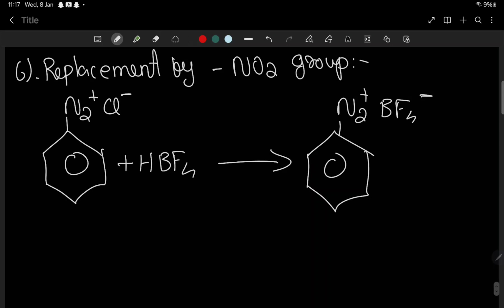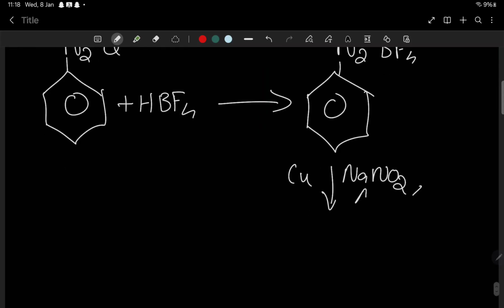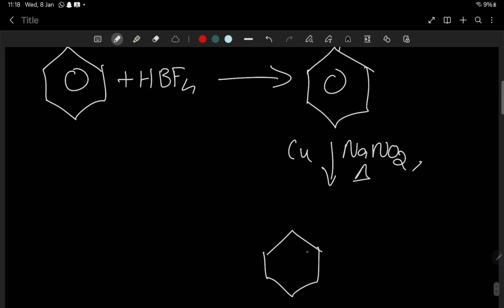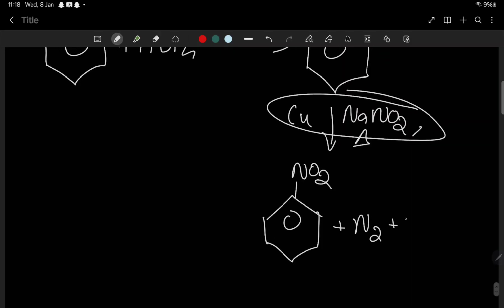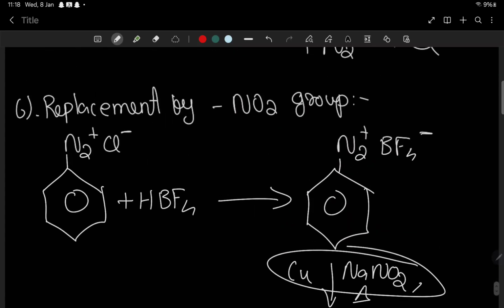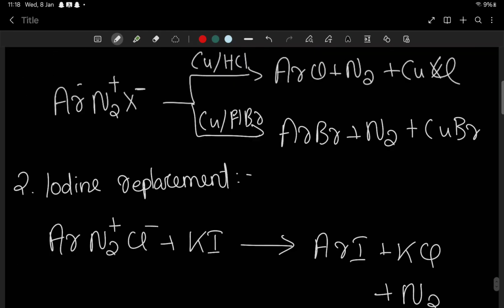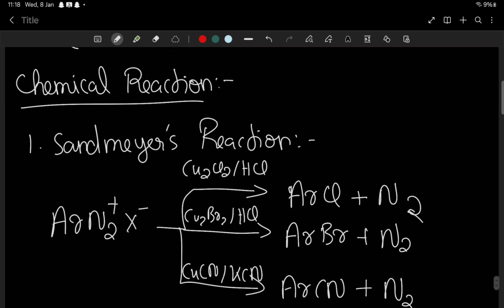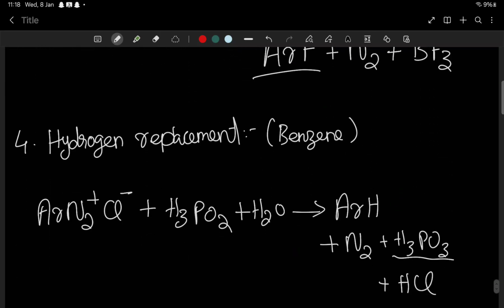If we just heat this compound, we get fluoride. If we add NaNO2 and copper into this compound and heat it, we get the corresponding NO2 compound. NaNO2, copper, you get ArNO2 plus N2 plus NaBF4. Okay, yes, this is the reaction. So these are the basic reactions, reactions where the halogen atom is removed.